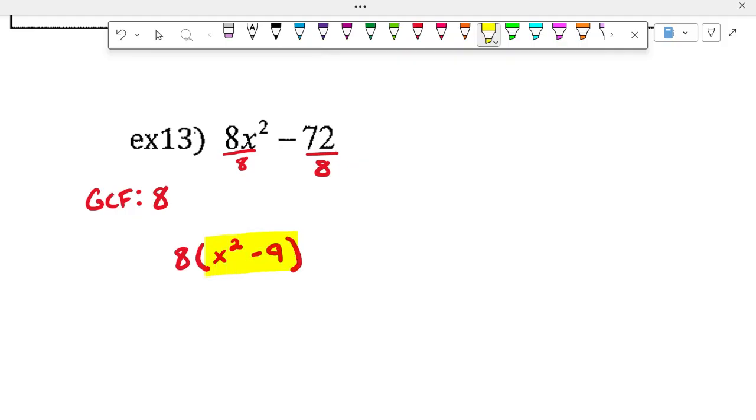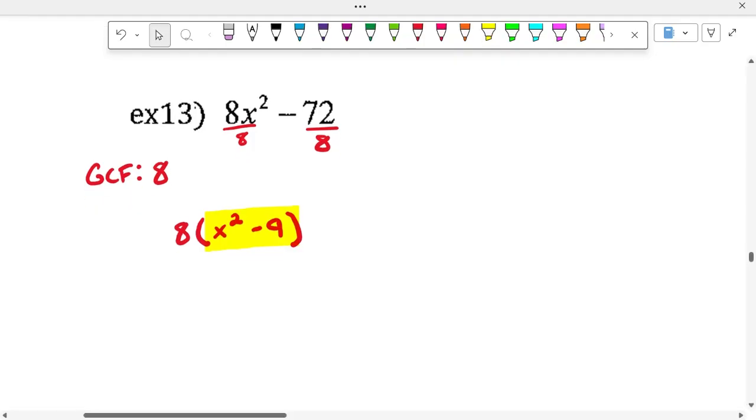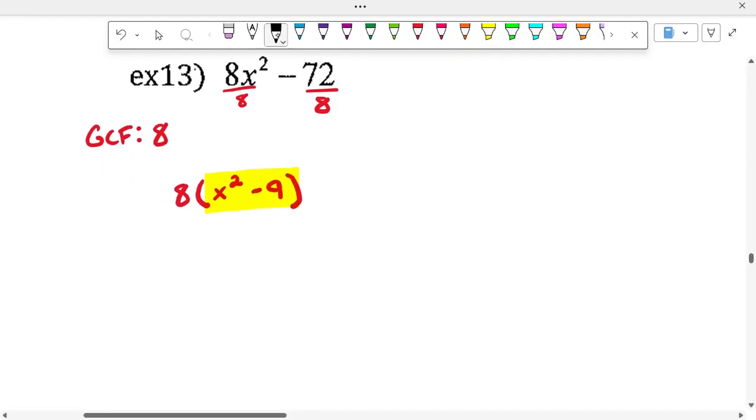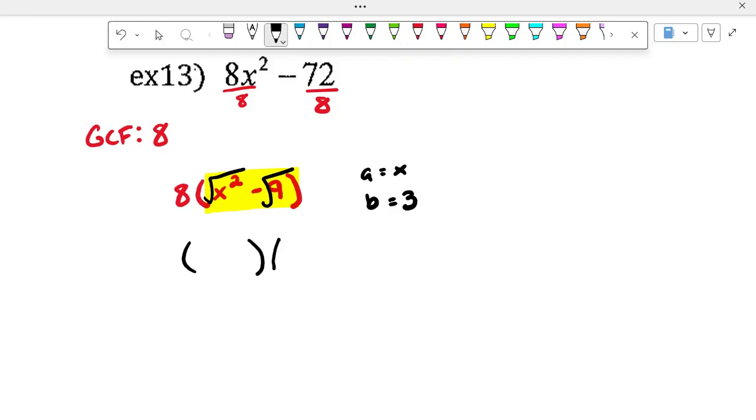Now, what does this look like to us? Is that a difference of 2 squares? Yeah. X squared and 9 are now a difference of 2 squares. So I can square root this one, square root that one. What's my A value? B? 3. So this factored will look like what? X plus 3, X minus 3.